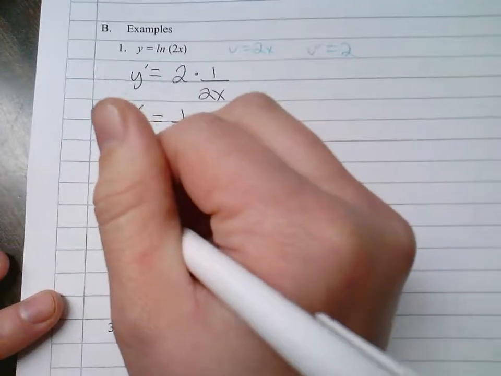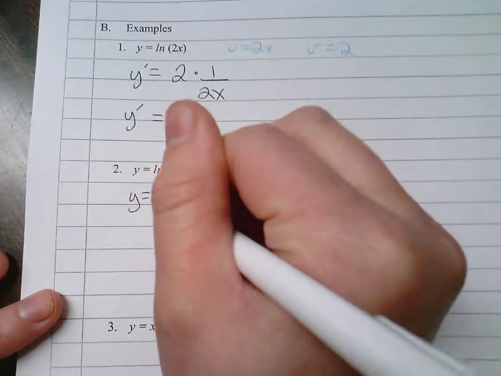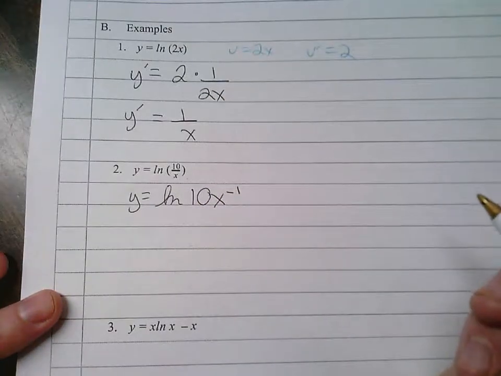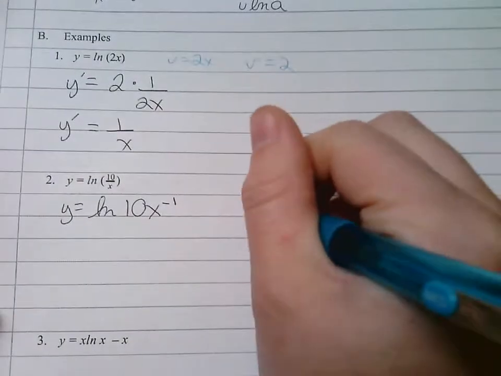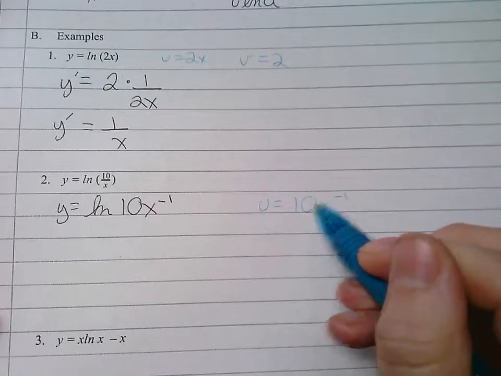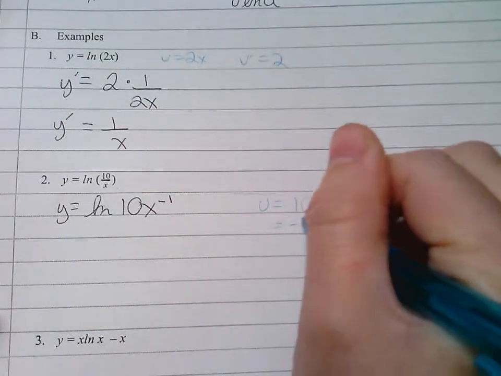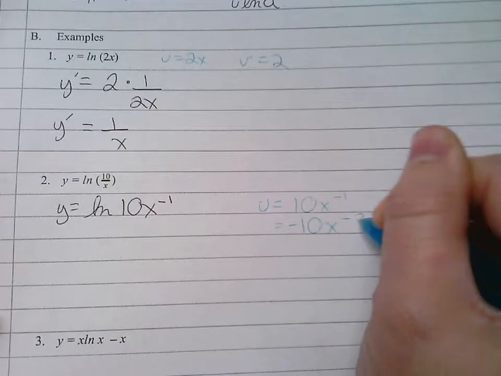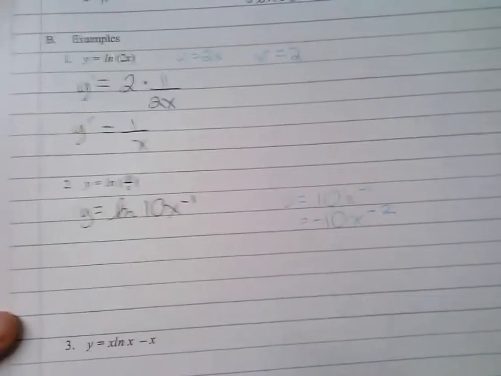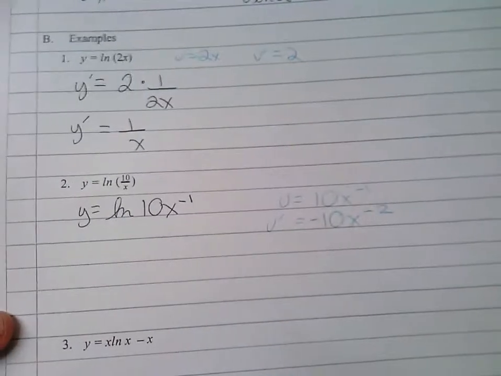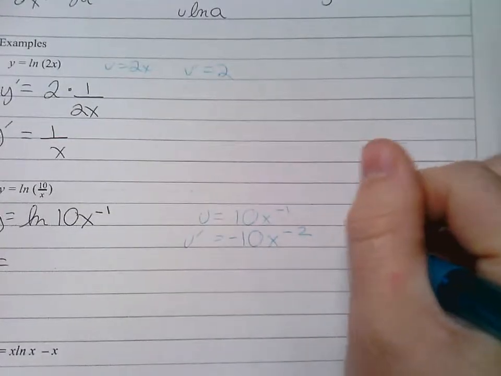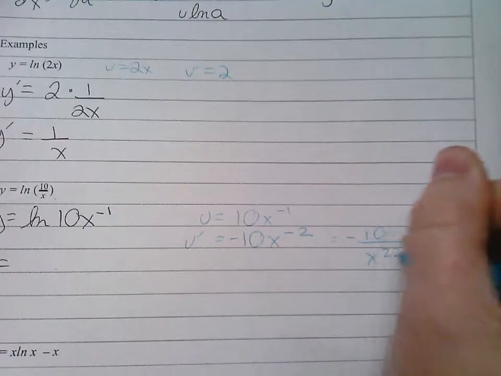Next one, natural log of 10 over x. I'm going to make this into y equals the natural log of 10x to the negative 1. So u is 10x to the negative 1. Power rule, so 10 times negative 1 is negative 10. Subtract 1, you get x to the negative 2. So that's what u prime is, and another way to write this is negative 10 over x squared.